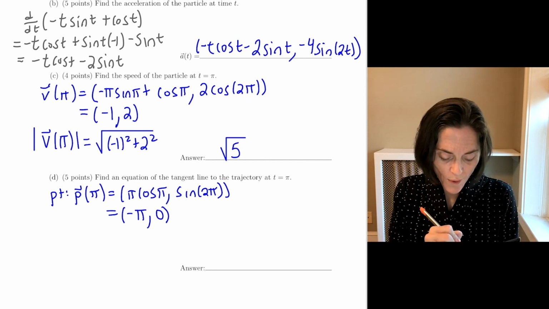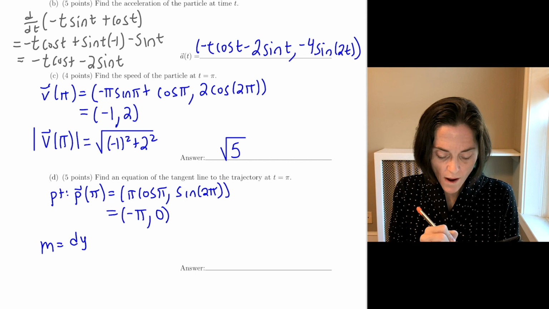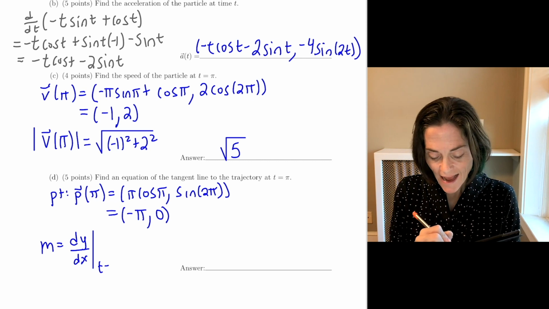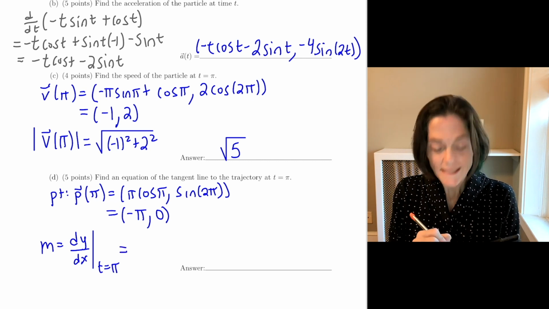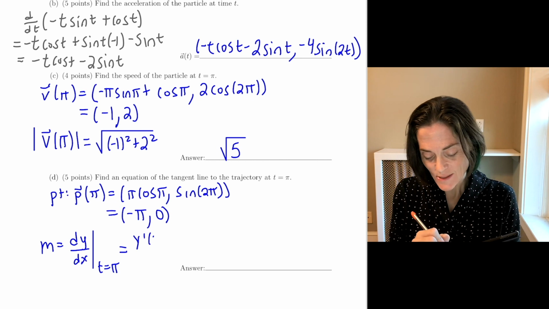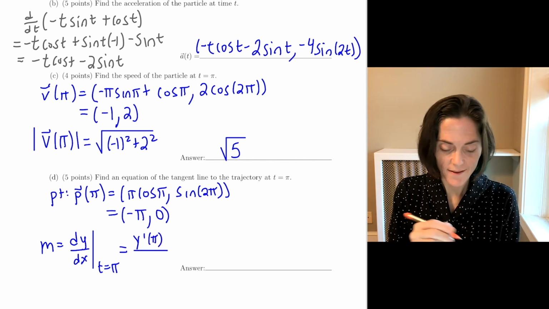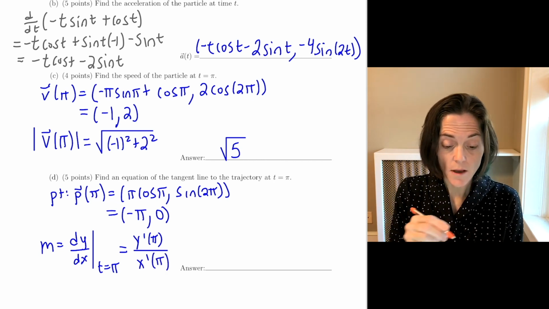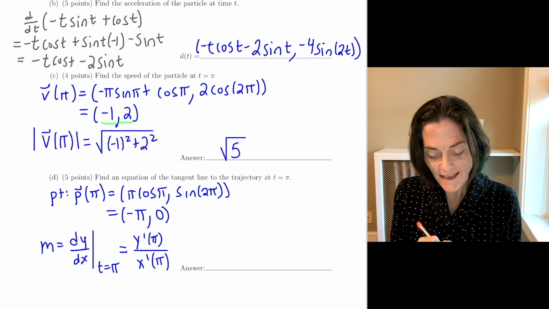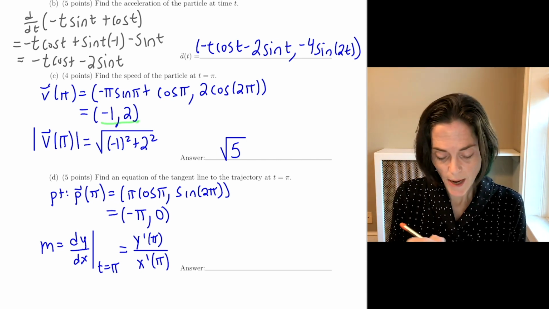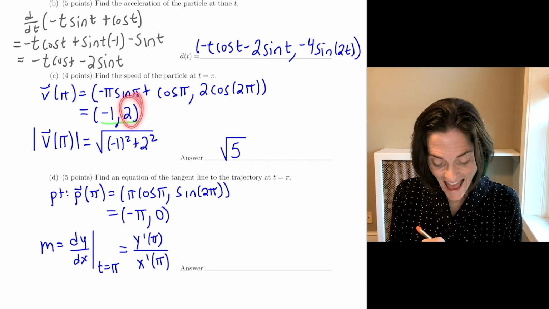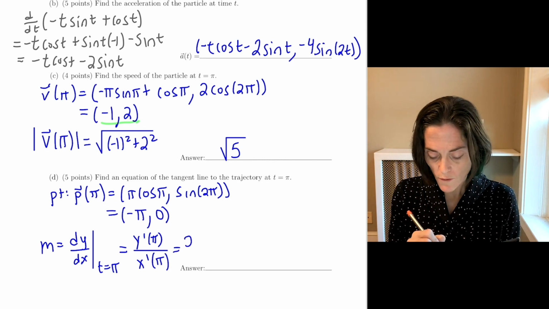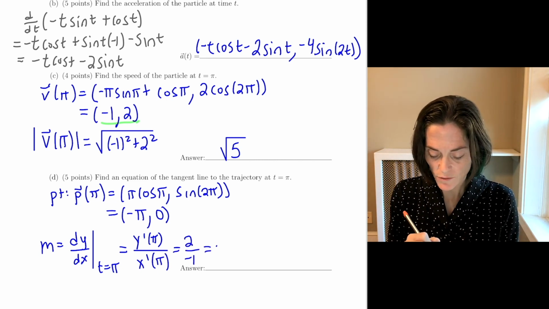But now I need the slope. We have dy/dx evaluated at t equals pi. And how do we calculate this? Well, it's just y prime of pi, I'll write it this way, divided by x prime of pi. Now, in fact, we have this already calculated. It's here. We can read off y prime and x prime in our velocity vector. Here's y prime of pi, and here is x prime of pi. So now let's take the ratio. This will be 2 over minus 1, which is minus 2.